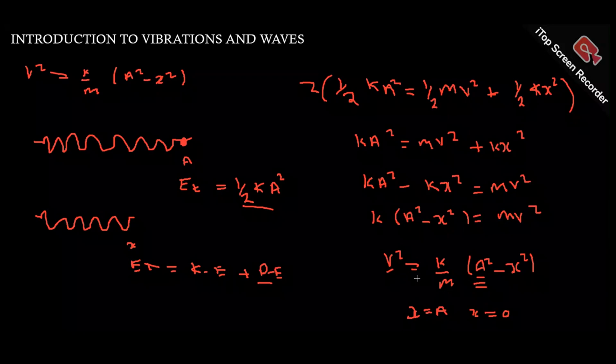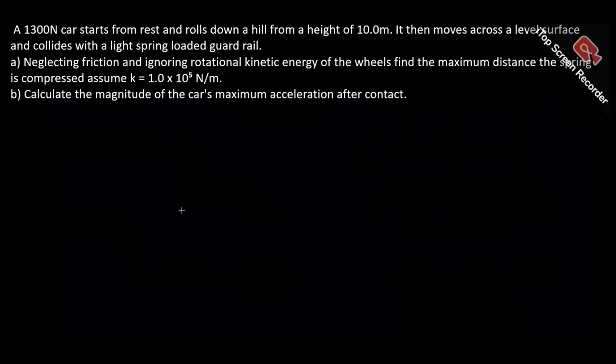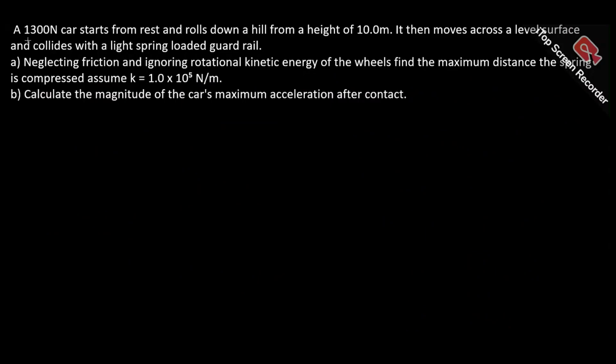Okay, let's do some questions about the same thing. So this is the question that we have. The question is saying: a 1,300 Newton car starts from rest and rolls down a hill from a height of 10 meters. It then moves across a level surface and collides with a light spring-loaded guard rail, neglecting friction and ignoring the rotational kinetic energy of the wheels. Find the maximum displacement, or the distance the spring is compressed. Assume K is equal to this.